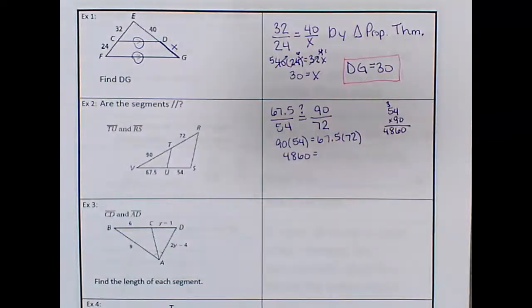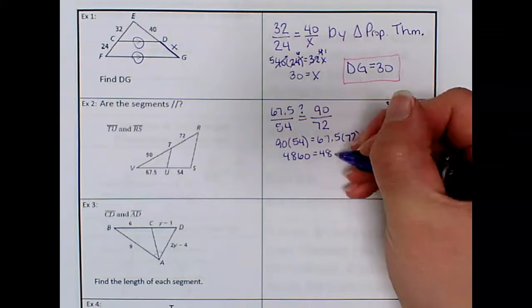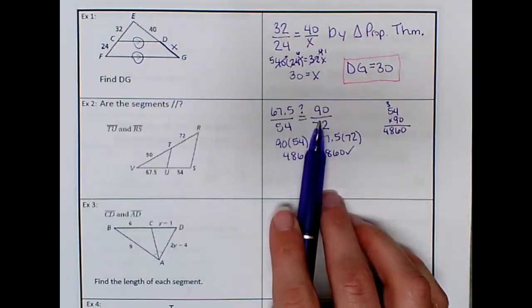And then 67.5 times 72, I'll let you go ahead and type that into the calculator because I'm sure that you have one with you. If not, you can always use your browser, but it's also 4,860. So we find out that these are in fact proportional.